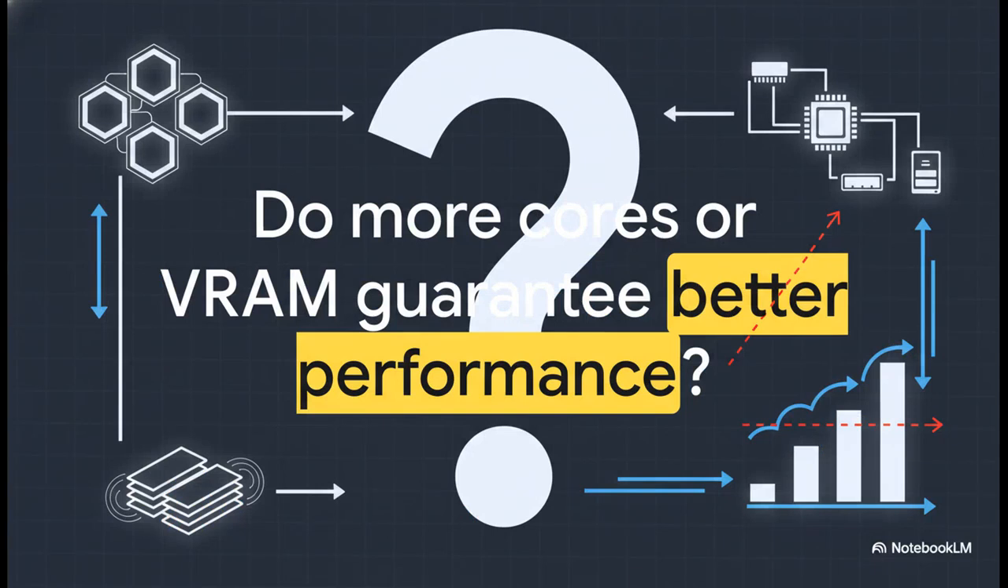It's super tempting to look at a spec sheet and just assume that a higher core count or some massive VRAM number automatically equals better performance, right? But the reality is so much more complex than that. A GPU that looks incredibly fast on paper can actually bottleneck your entire system if it's just the wrong fit for what you're trying to do.